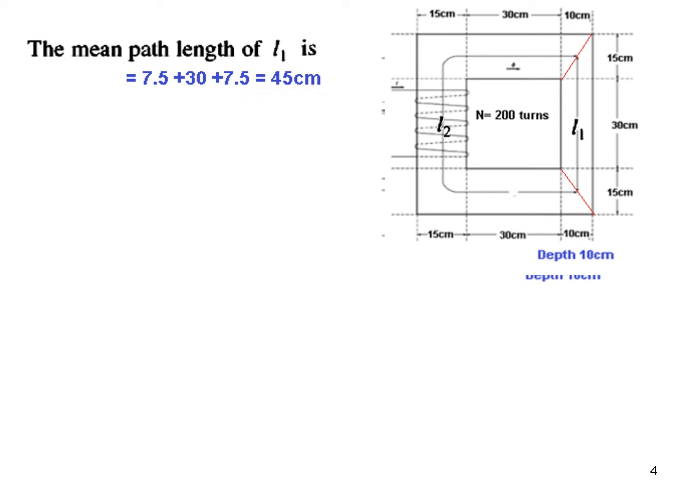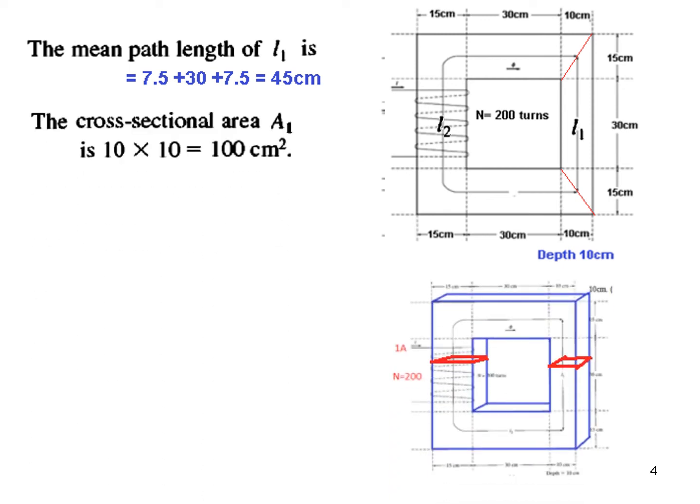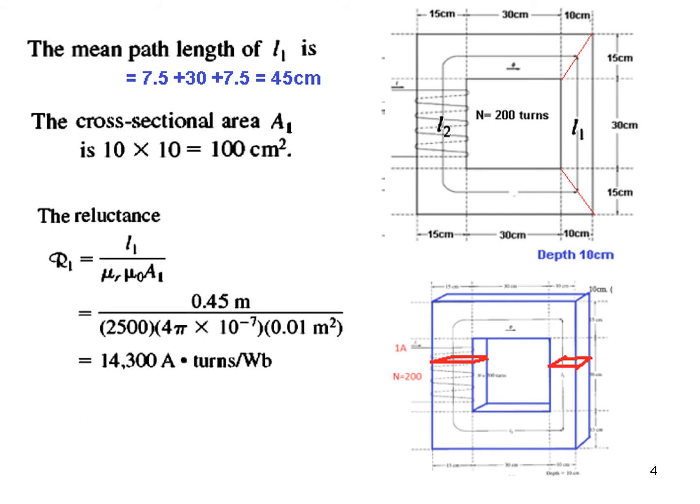And we can also find the area of cross section. The area of cross section in this case is 10 by 10. This is 10 width and the depth is also 10. So 10 by 10 is 100 centimeters square. We are calling this area A1. Now that we know the length L1 and area A1, we can find the reluctance by using this formula.